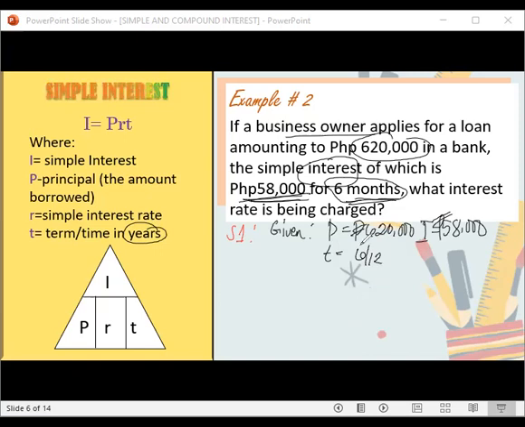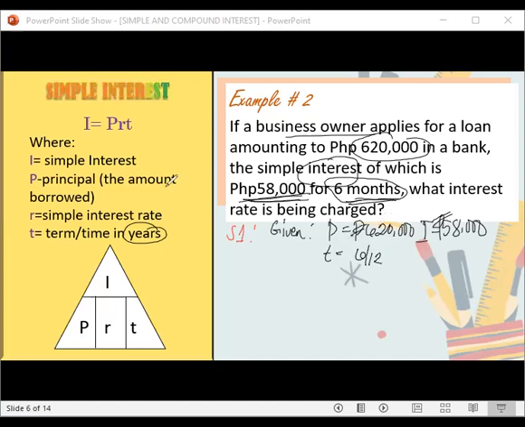Ma'am, paano naman po kapag 4 months? For example lang po, ma'am. Okay, kapag 4 months, 4 over 12. Ma'am, paano po kapag 8 months? Pag 8 months, 8 over 12. Ma'am, paano po kapag 5 months? 5 over 12. So, i-convert lang natin siya into years. Again, kapag months, i-convert sa years.